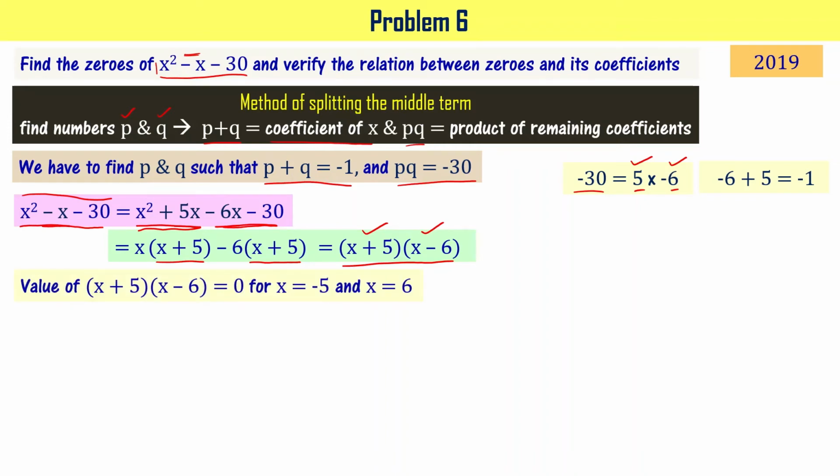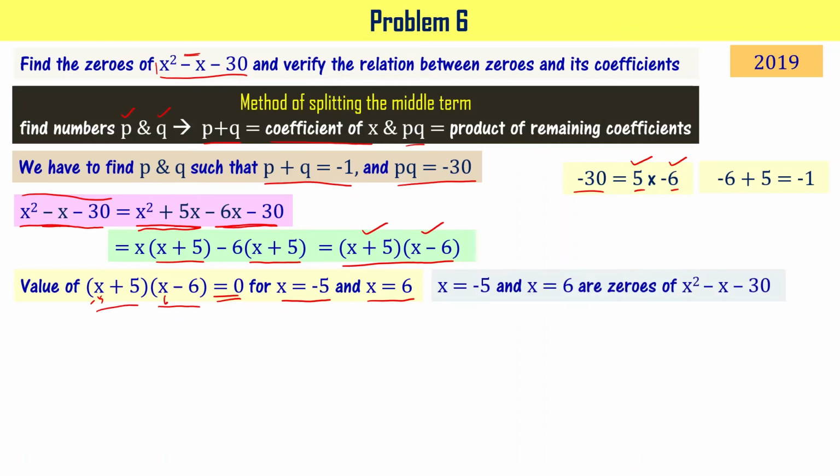Now the value of this particular polynomial x plus 5 times x minus 6 is going to be 0 for x equal to minus 5 and x equal to 6, right? When I substitute x equal to 6 here, this particular term is going to be 0. If I substitute x equal to minus 5 here, this particular term is going to be 0, right? It means x equal to minus 5 and x equal to 6 are the zeros of x square minus x minus 30, right?